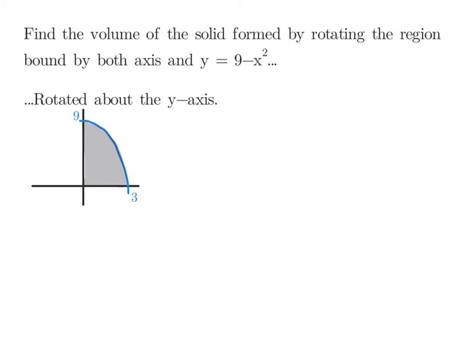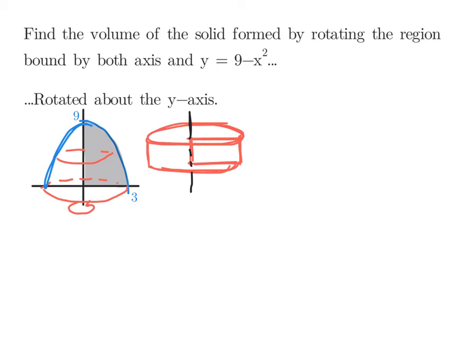How does things change if we take the same region and instead of rotating it about the x-axis, we rotate it about the y-axis, meaning that this region will take every point and rotate it around the y-axis like so. So we'll end up with a shape like this. We're going to go through a very similar process where we're first going to need a representative disk.